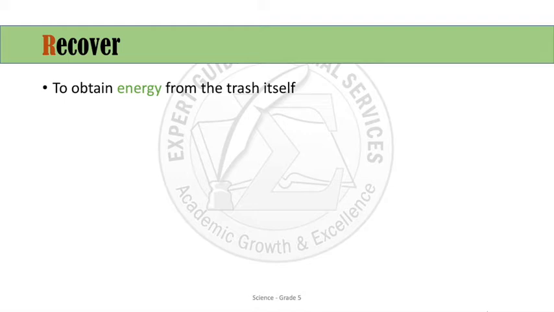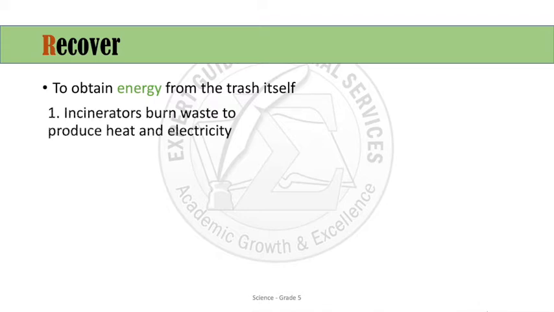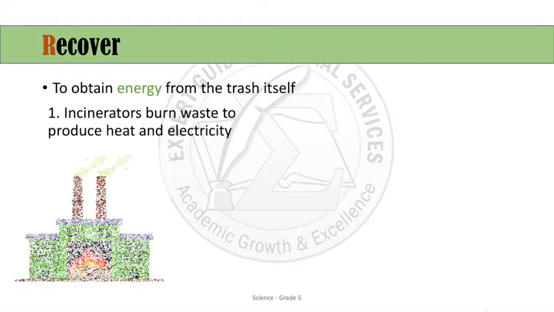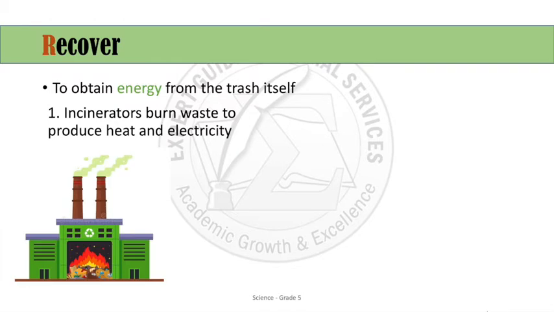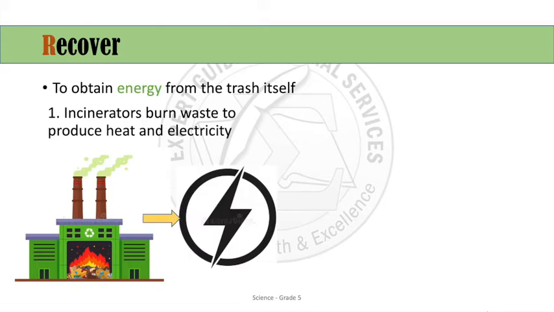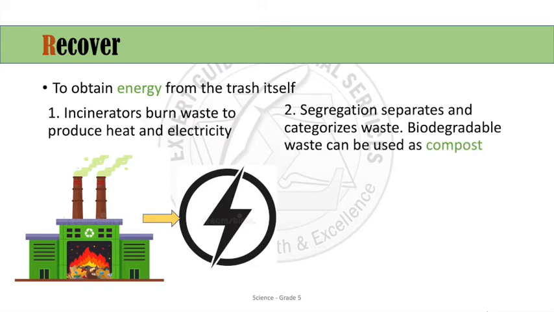Next one is to recover. To recover is to obtain energy from the trash or waste material itself. What does that mean? So, we actually have these things called incinerators, which burn waste so that you can produce heat and electricity. This is an example of an incinerator. You see there's a fire in the middle and there's trash there. This will convert the trash into energy, which can be converted into electricity. Okay? So this is recovery of the energy from the trash.